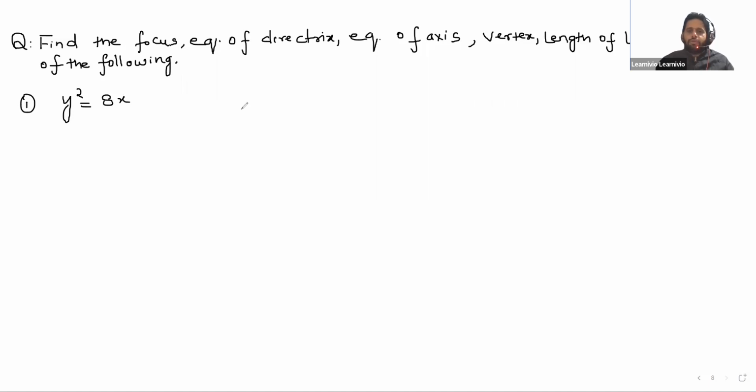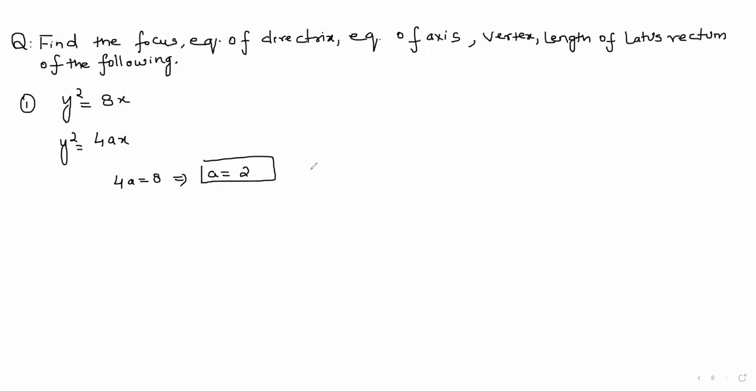First of all, what you need to do is compare this with the standard equation. What is the standard equation? We have 4 types, so you need to check which standard equation this belongs to. We know this is y squared equal to 4ax. Now compare 8 and 4a. So 4a is equal to 8, and a is equal to 2. Is this clear? Yes, sir. Okay, so y squared is equal to 4ax.